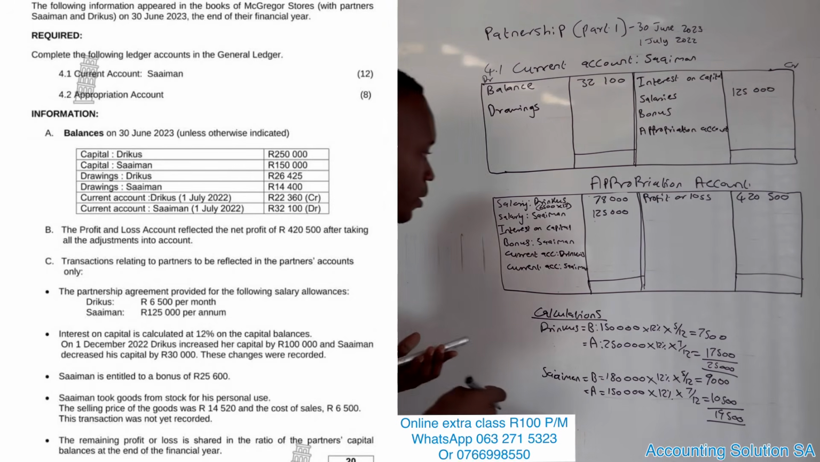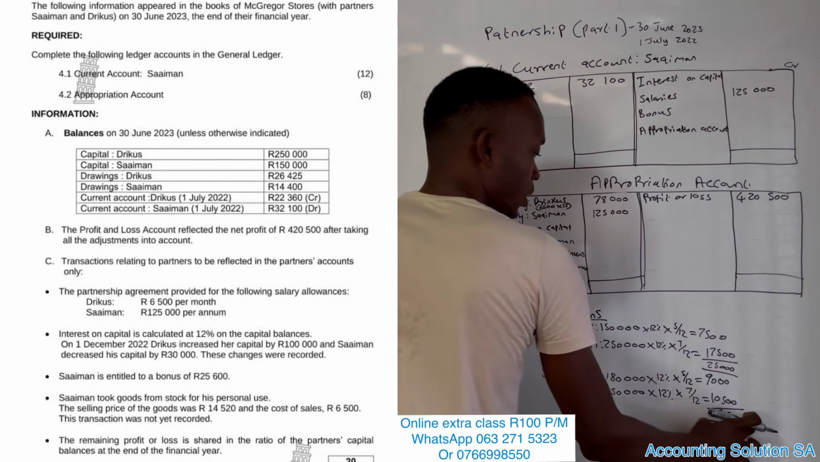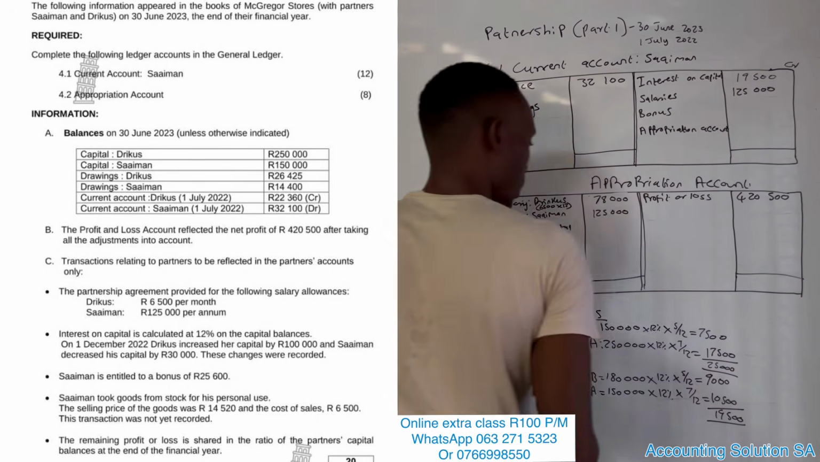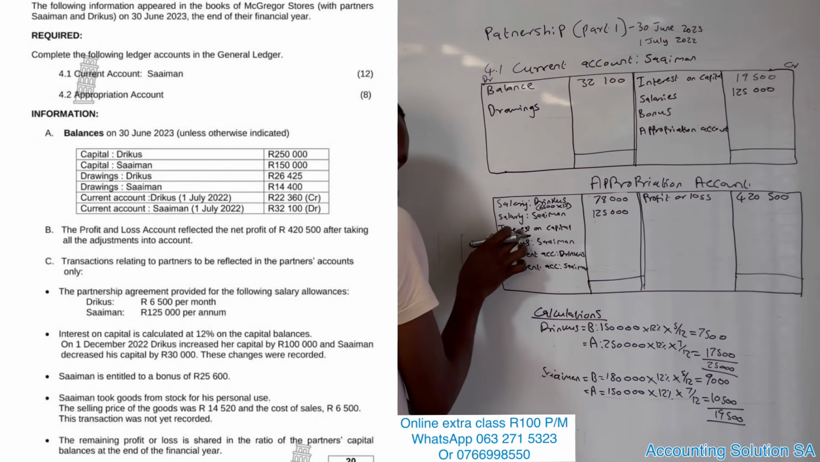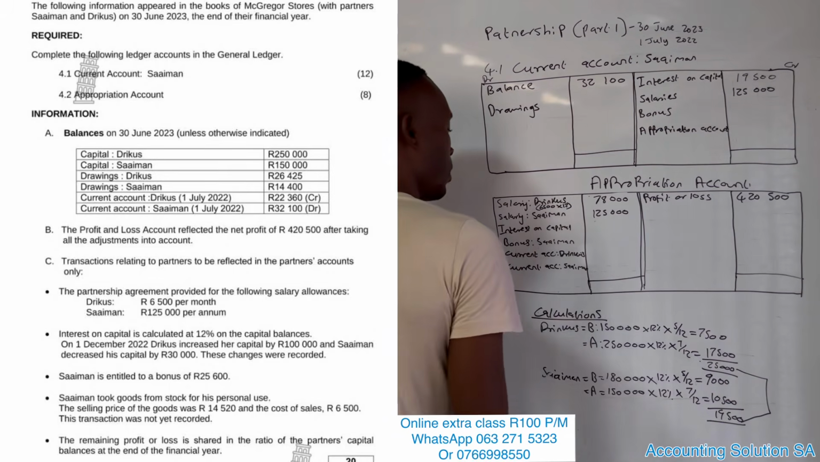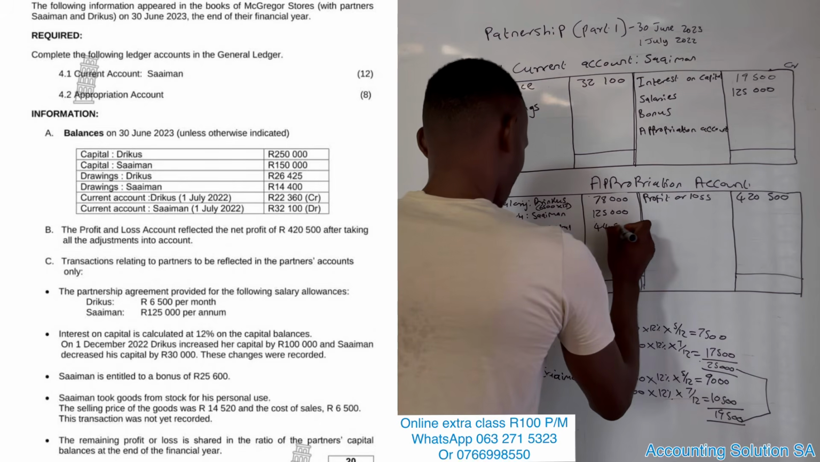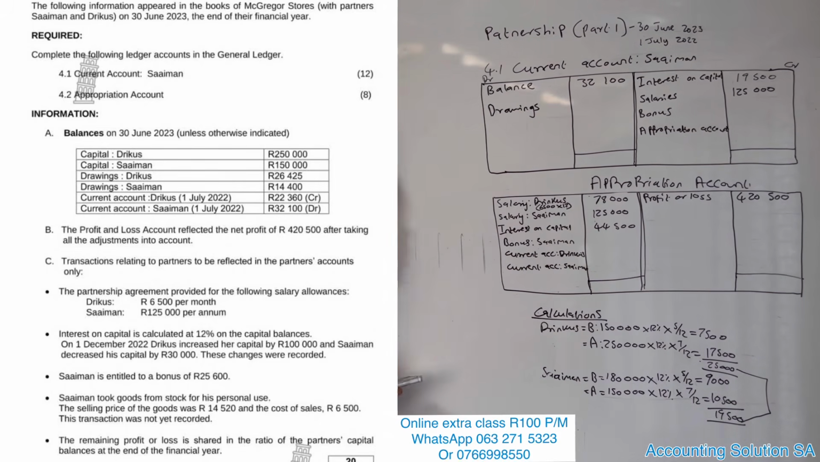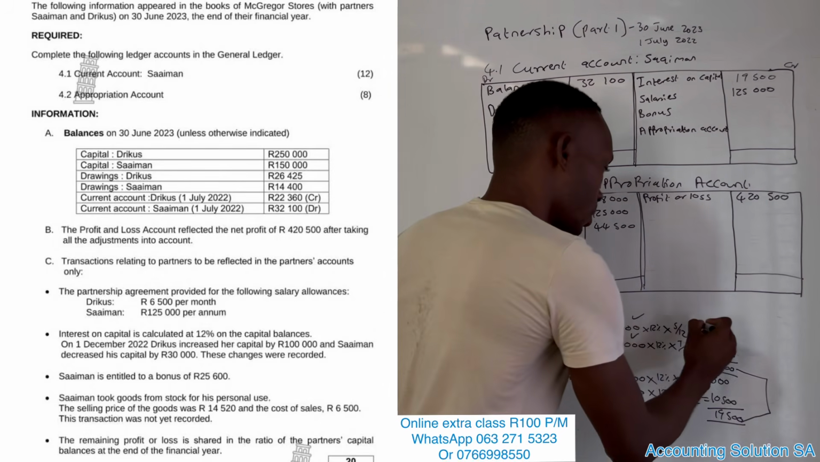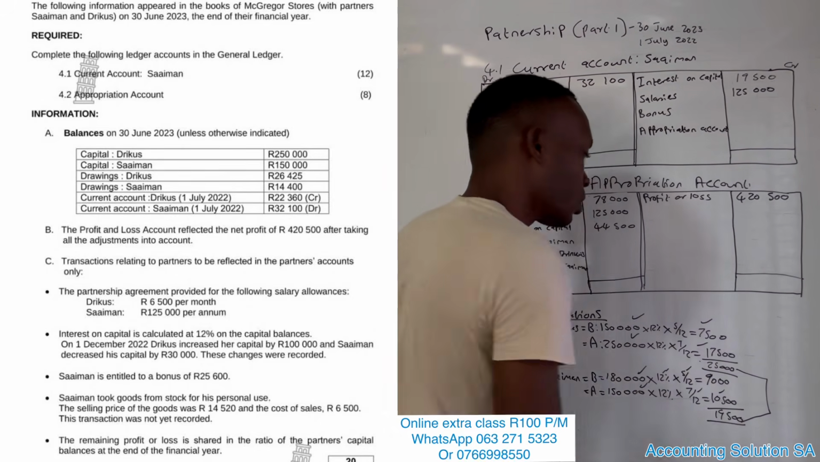Okay, 25,000 is correct. Remember, for Simon, because we are preparing this current account, we're just going to take for him only, which is 19,500. And here, for this interest on capital, you add 25,000 plus 19,500, and you record it here as 44,500. Very simple. That's how you do it. You have to be careful, guys. There are a lot of marks awarded here, so you have to make sure that the months you're counting are correct.